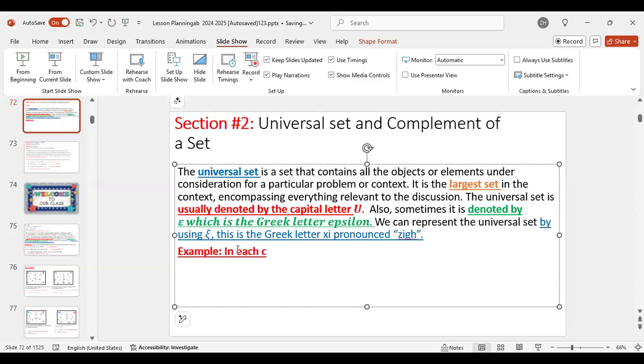So in each case, determine the universal set associated. I don't like this question. Don't write this down. You know what? Okay, let's do it because that might be on y'all quiz, and I don't want y'all to say, Mr. Petit, you didn't tell us that. So let me just do this example.